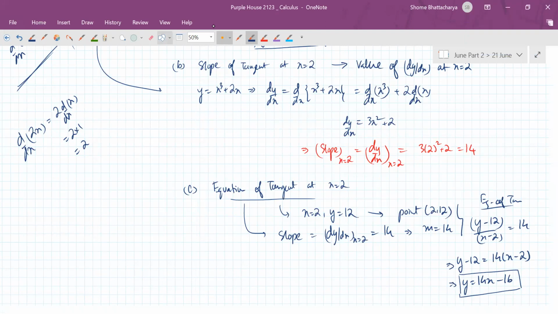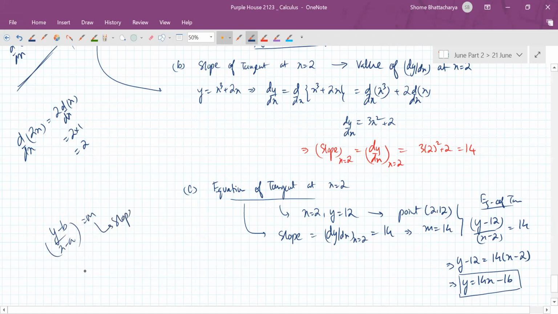So over here, m is the tan theta value, right? Yes, m is the slope. Okay, sir. Again that same equation that I taught you earlier: y minus b upon x minus a is equal to m, where m is the slope and a comma b is the point through which the straight line is passing. Okay, sir.